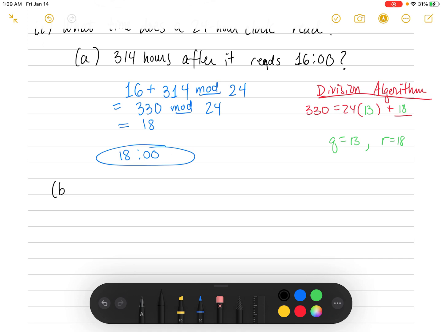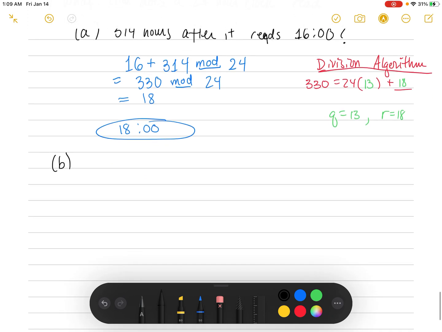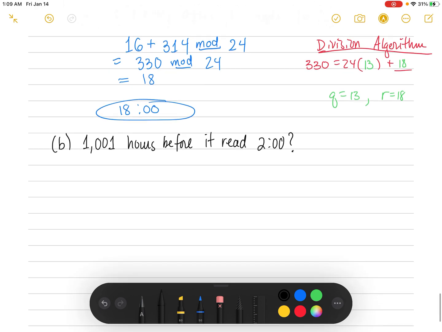All right, B. Still dealing with a 24-hour clock. We want to look at 1,001 hours before it reads 2 o'clock. This is military time again, 200. They sometimes call that 200 hours when they say 2 o'clock. So we're starting at 2 o'clock and going backwards in time, so we're going to subtract 1,001, and then mod that by 24 hours. We're on a day cycle now.